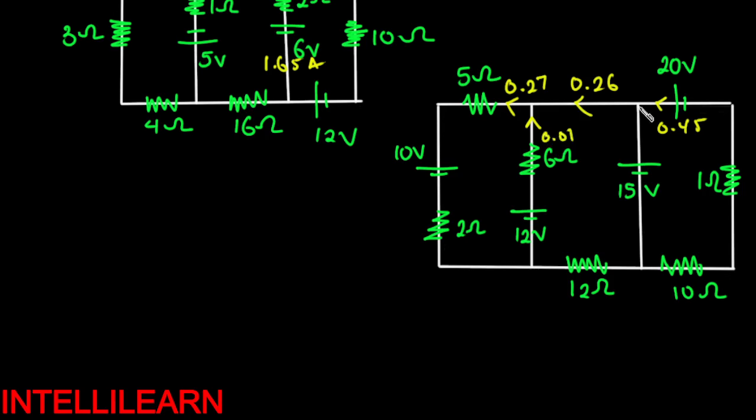0.01 amperes. Let's look at this one. The amount coming in is what? 0.45. The amount going out is 0.26. That means that there must be another one that will come out, right? Because you have what is coming in as 0.45.